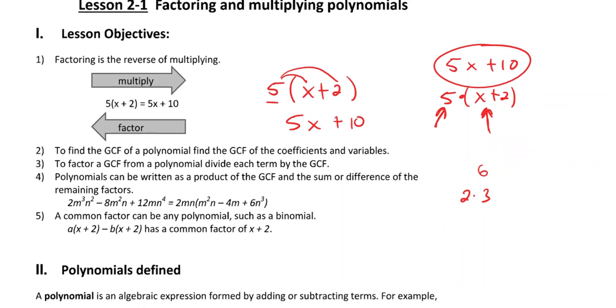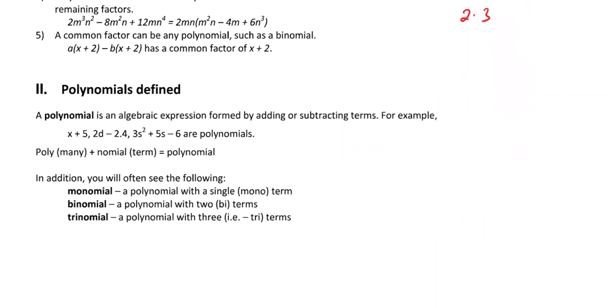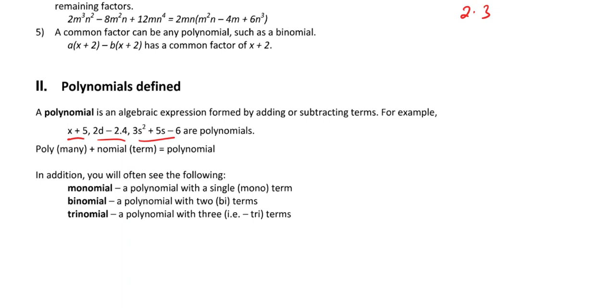Okay. So, polynomial is defined. A polynomial is an algebraic expression formed by adding or subtracting terms. For example, x plus 5 is considered to be a polynomial. 2d minus 2.4 is a polynomial. 3s squared plus 5s minus 6 is also a polynomial. The word poly means many, and nomial means term. So it's really just saying many terms. Polynomial just means more than one term.